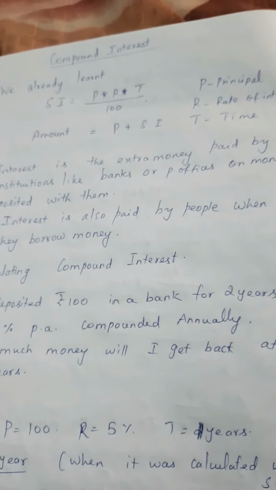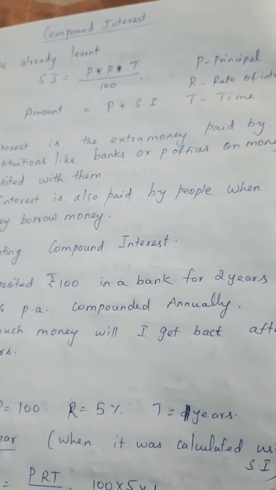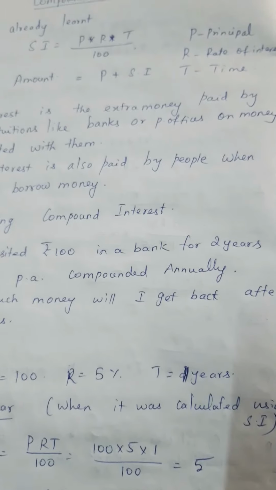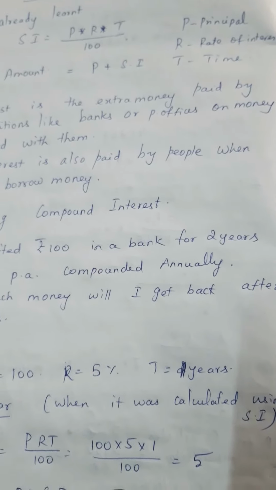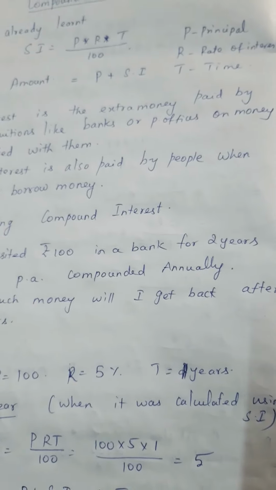Ma'am, we are saying simple interest, compound interest. Ma'am, what is the difference? You may ask me that question, so we will find out. Simple interest means, suppose you are depositing 100 rupees in a bank for 2 years, the interest will be calculated for the 100 rupees only for the first year, and for the second year also the interest will be calculated for the same 100 rupees only.